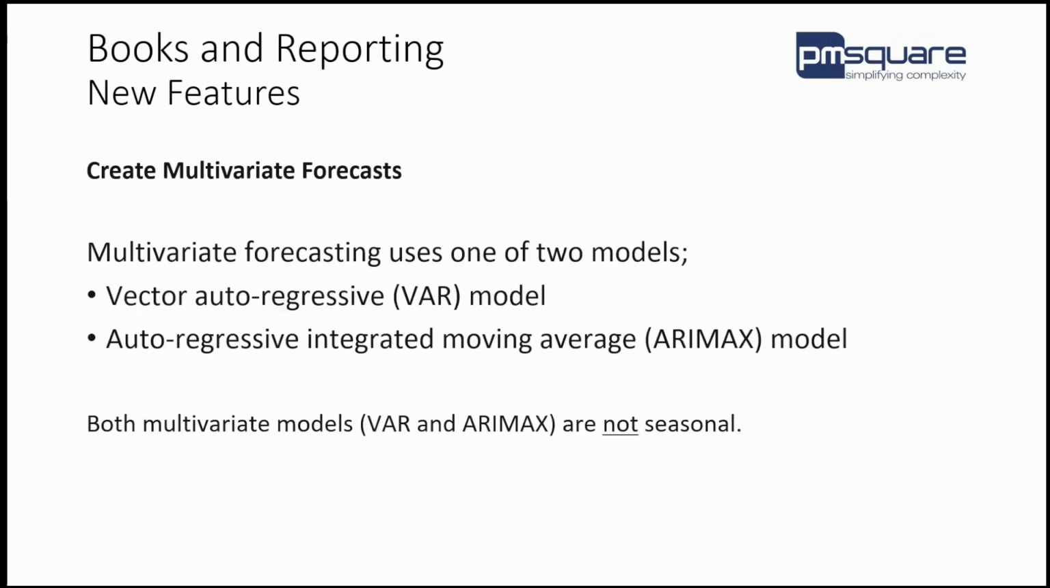Multivariate forecasting uses one of two models, depending on the number of historical data points and whether future values are included in the forecast. The vector autoregressive model is used if there are less than 64 data points in the historical data. The autoregressive integrated moving average model is used if future values are included in the forecast. If there are more than 63 historical data points and no future values are included in the forecast, then the system chooses the optimal model. The option to include or exclude future values is available when you configure the forecast. Both multivariate models, VAR and ARIMAX, are not seasonal. So if your data is highly seasonal, use the univariate forecasting method.